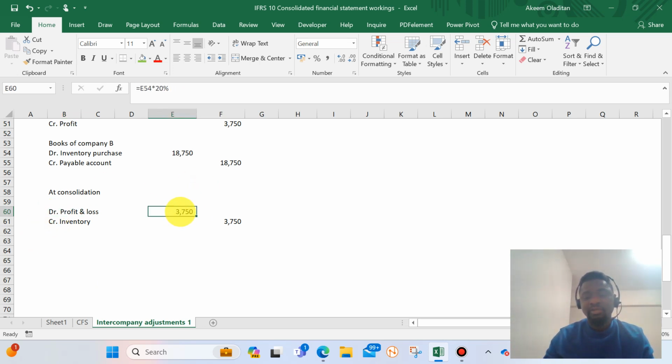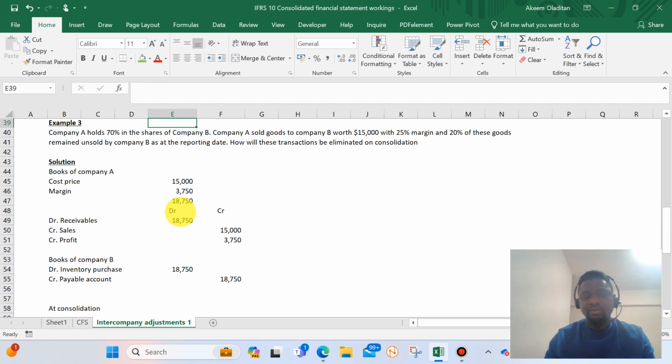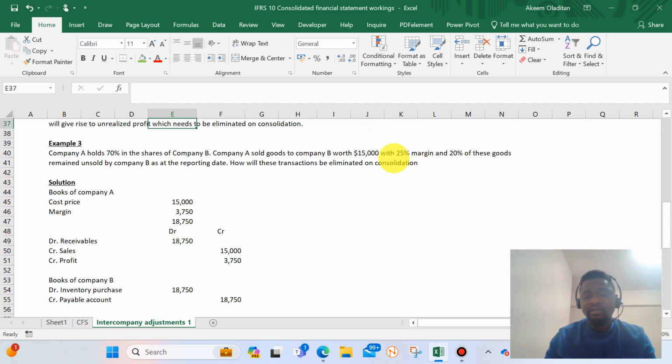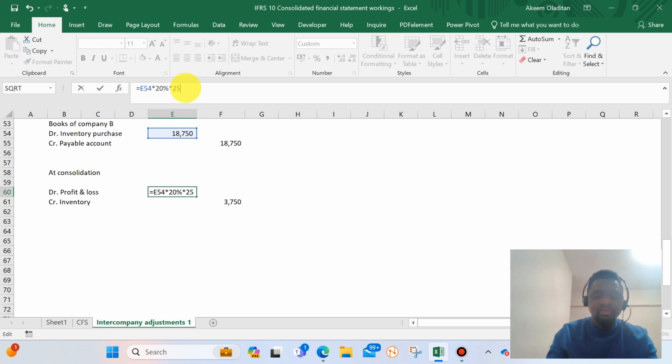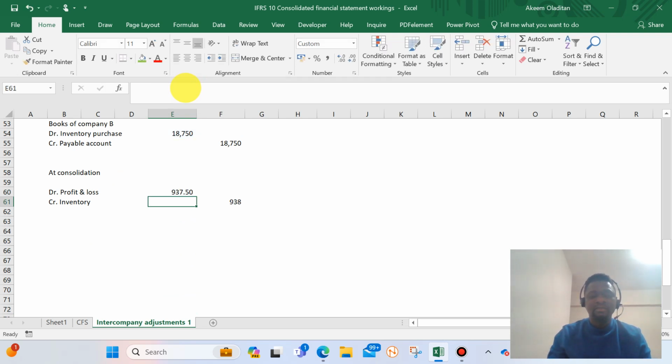What is the margin on the 20%? The question pointed it out for us here and says that the margin on this amount that was sold to Company B is 25%. So we now take 25% of the 20% which remained. So times 25%, that is 937.8, so let's say 938. That amount is what we call unrealized profit that we debit to profit and loss account and credit to inventory.